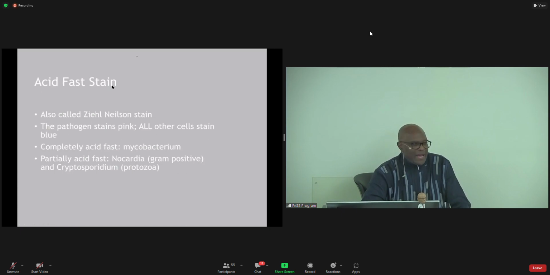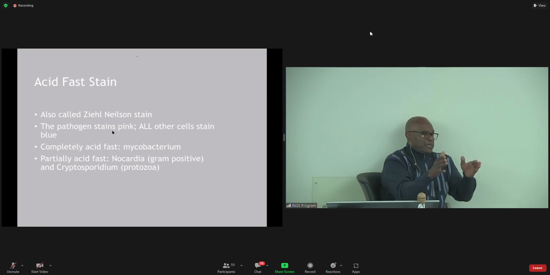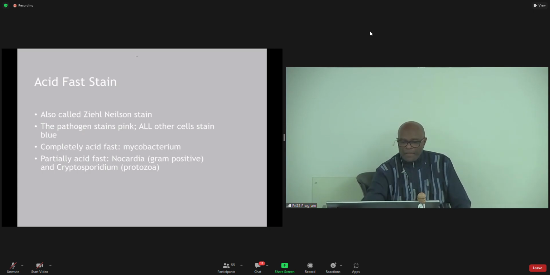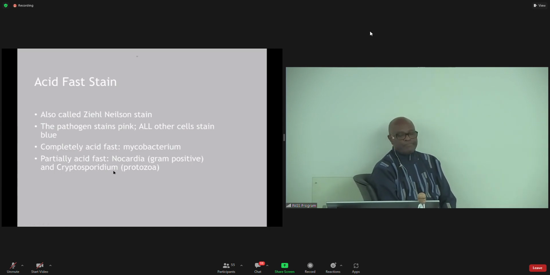All right. Acid fast stain is the opposite. An acid fast stain, Jess, also called Ziehl-Neelsen stain, the pathogen stains pink, like tuberculosis. That means the pathogen, TB, will stain pink. All the other cells will stain blue. So in an acid fast stain, you focus on the pink color. The blue, you don't know what cells they are, but they're other cells, because all of them stain blue. Only 3 bugs you want to know. Completely acid fast, Mycobacterium family. That's it. There are no others. But partially acid fast, Nocardia is a gram positive, and then Cryptosporidium is a protozoa. Nocardia likes to attack what group of people, Angeline?